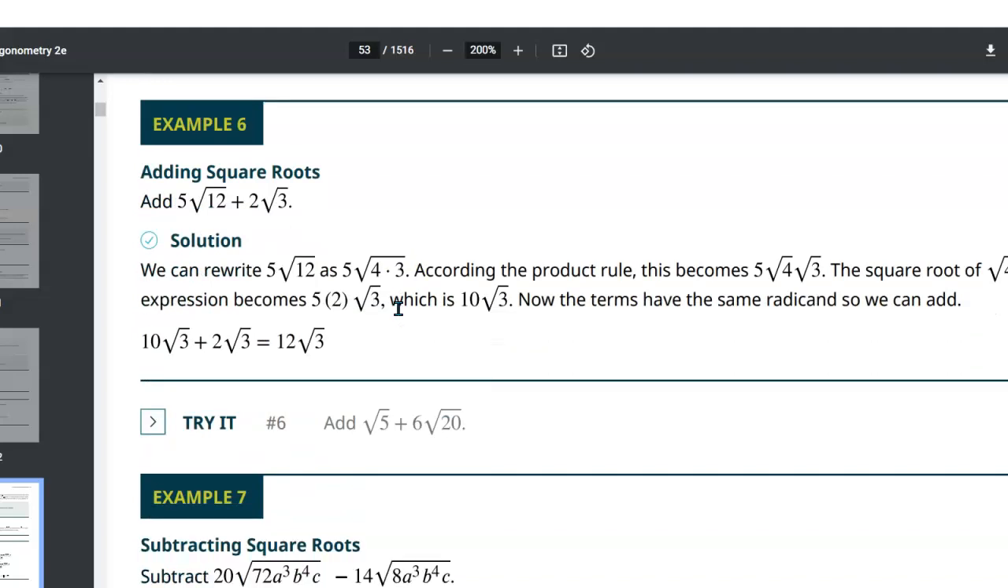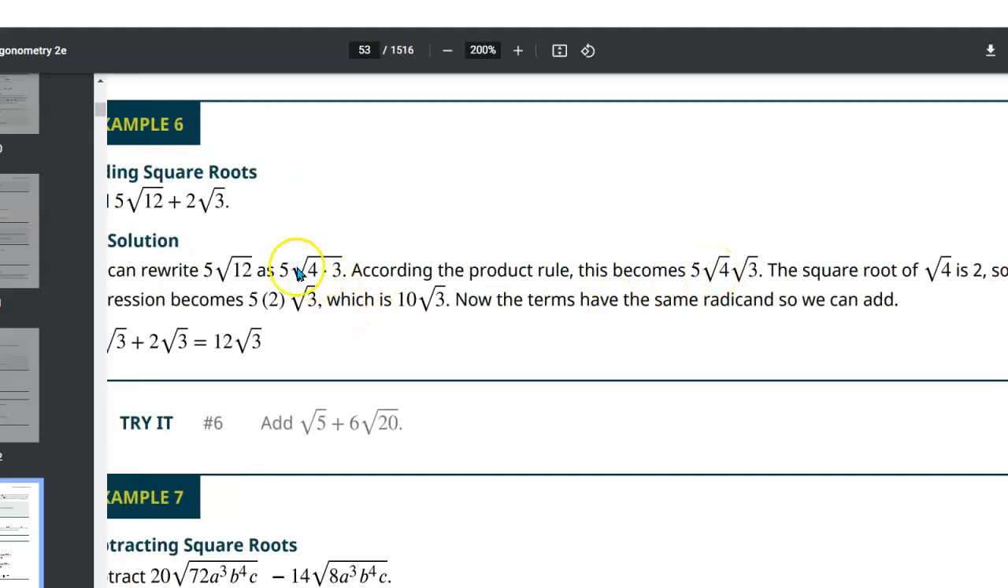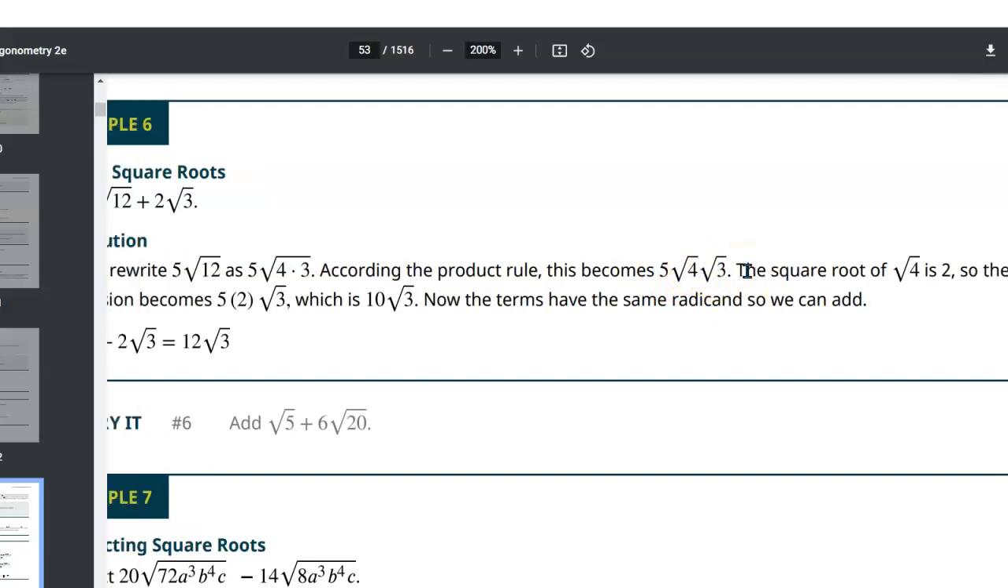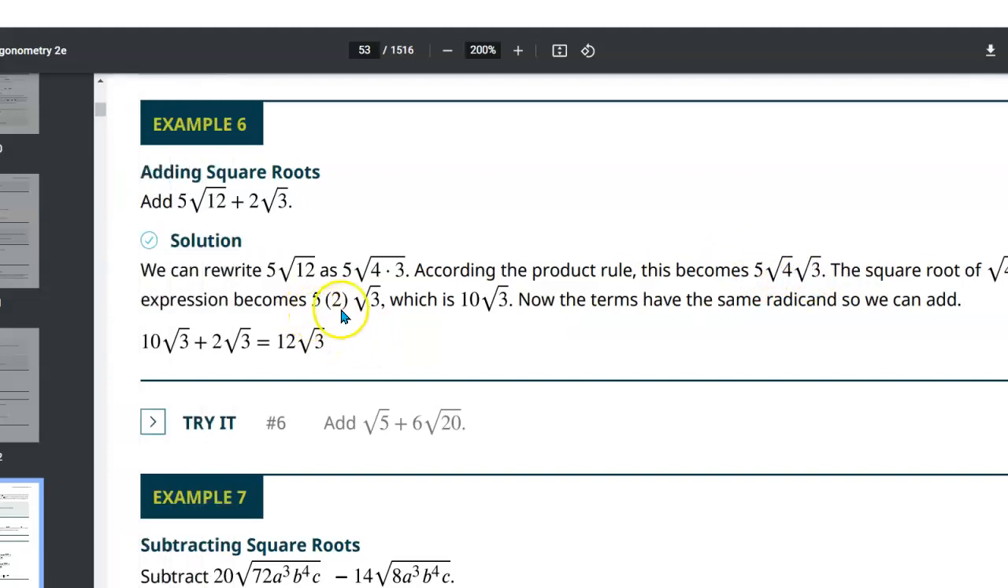So example 6. Now, we can't just do it right away. Radical 12, 12 is 4 times 3, right? So now you can do two things. That 4 can immediately jump out as a 2, or you can bust it up like they do right here. So it's 5 times 2 times radical 3. That's kind of the long way to do it. That's 10 radical 3. So this first one here is 10 radical 3.